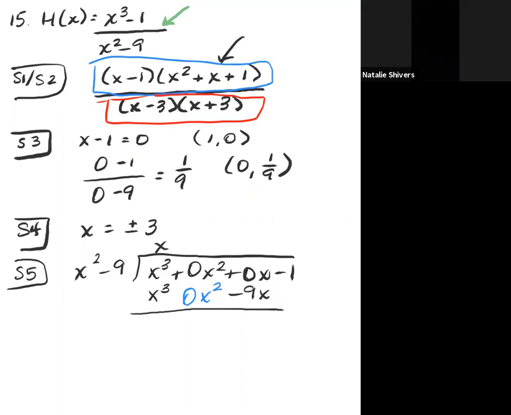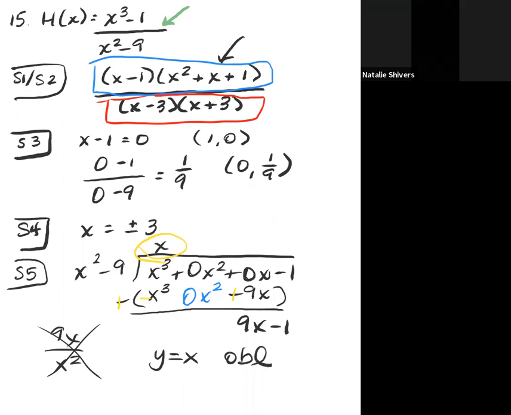Okay, when I subtract, remember that I'm going to change signs: plus, minus, plus. So I get a positive 9x minus 1, but then 9x over x squared is not going to come out nicely, so don't worry about that. We just get x. So my answer here is y equals x. So this one is an oblique.